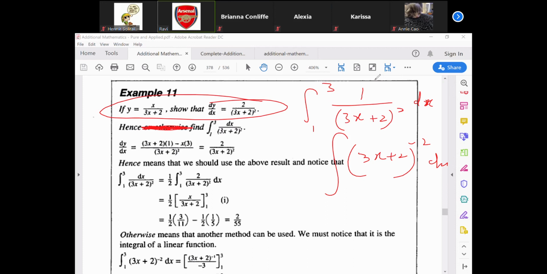Are we okay with that? That is how I would have done it if they just told me straight off the bat to integrate this. But they didn't tell me. You need to recognize that this is a quotient rule, hence integrate using the quotient rule.